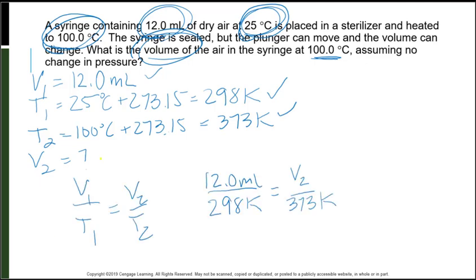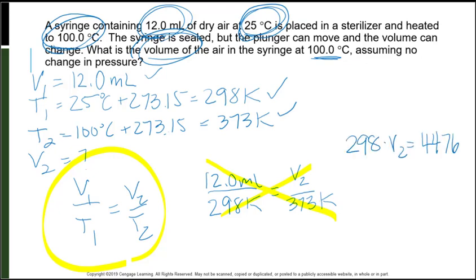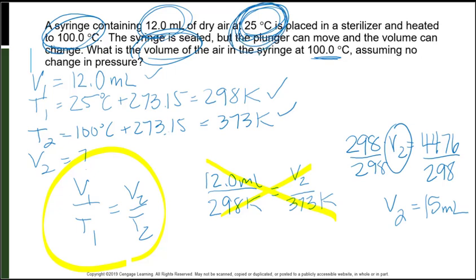Let's set it up. I'm going to use Charles's law. V1 over T1 equals V2 over T2. And then I'm going to cross multiply because fractions freak me out. So I'm going to say 298 times V2 is equal to 12 times 373. And 12 times 373 is 4,476. And to get V2 by itself, I'm going to divide both sides by 298. And it looks like I am limited to two significant figures based off of that 25 degrees Celsius. So my V2 should be 15 milliliters.